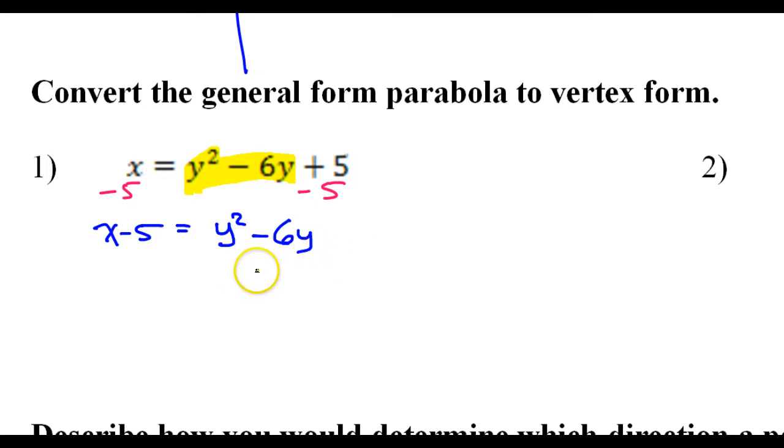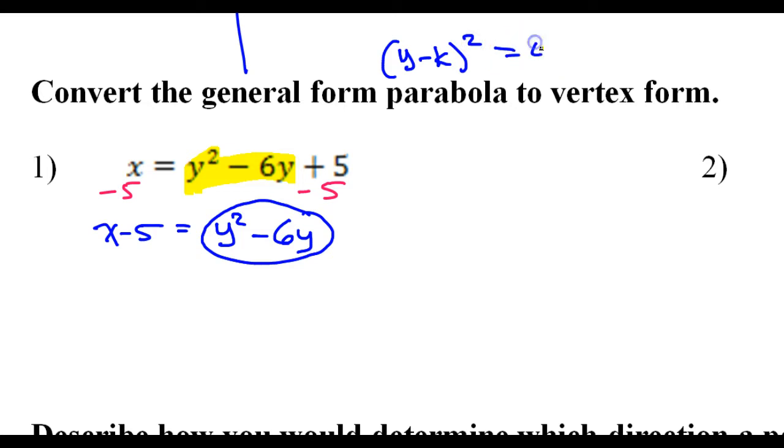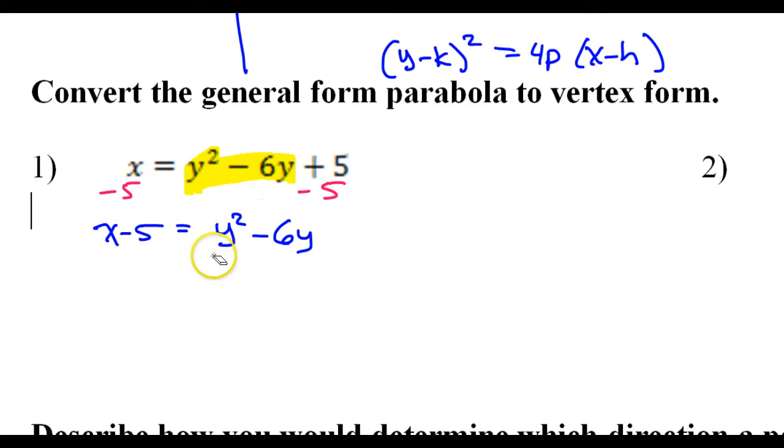Okay? Now, I'd really like to have this y squared part on the left side of the equation because I'm more comfortable with having y minus k squared equals 4p times x minus h, because this is what we've been practicing. So I'm just going to reverse the entire equation. Hope that doesn't bother anybody. So if I just reverse the entire equation, then I'm going to have y squared minus 6y, notice how I'm leaving a gap here, is equal to x minus 5. I just flipped the equation around.